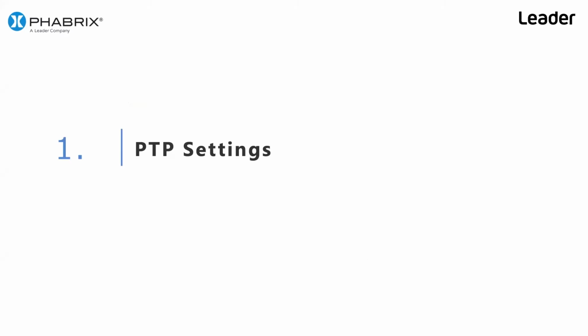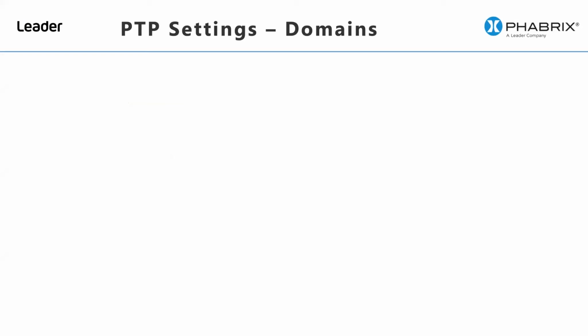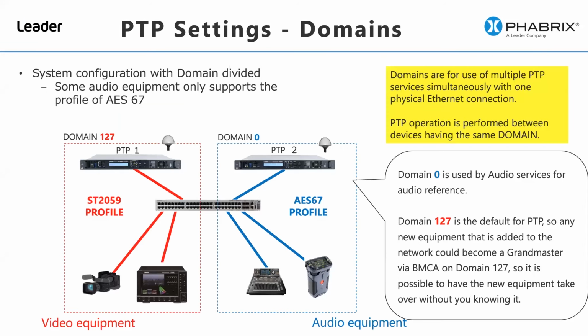PTP settings. PTP domains. It's highly recommended that you do not use domain 0 or domain 127 in your PTP configuration. System configuration with domains divided. Some audio equipment only supports the profile of AES67, and this uses domain 0. So therefore, unless you have an AES67 requirement, do not use domain 0.